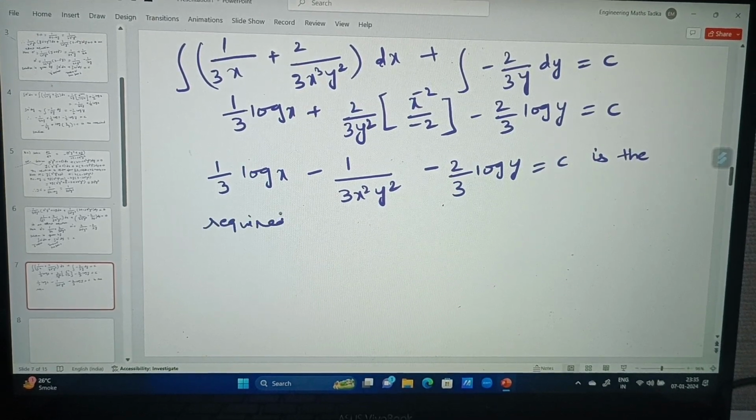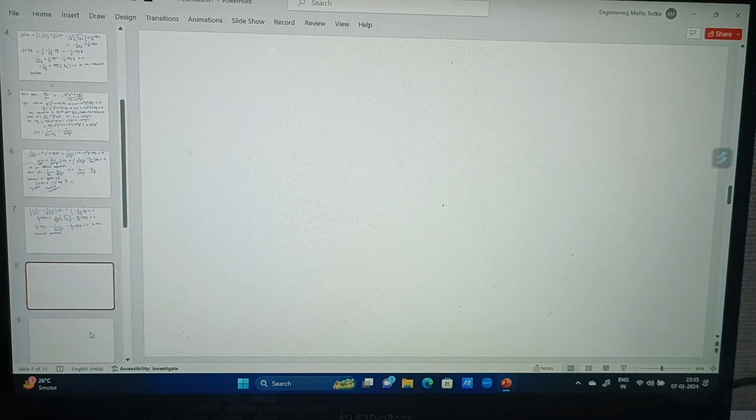Okay. So this is about rule number 2. Okay. So before studying rule 2, all of you please go through rule number 1, which is based on the homogeneous equation, and then you solve the problems based on rule 2.